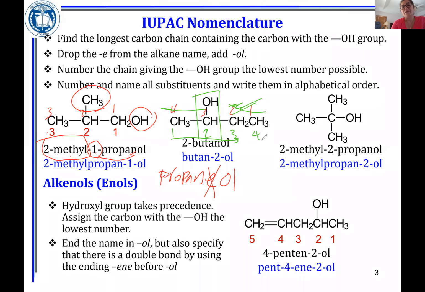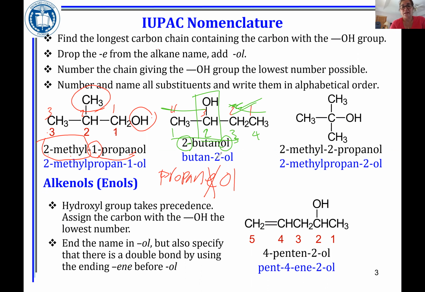There are no other branches. When you number it, all carbons take a number. You give the location of the functional group of the alcohol, and you separate the number by a dash, and it is butanol, because if you have butane, you drop the E and add OL.